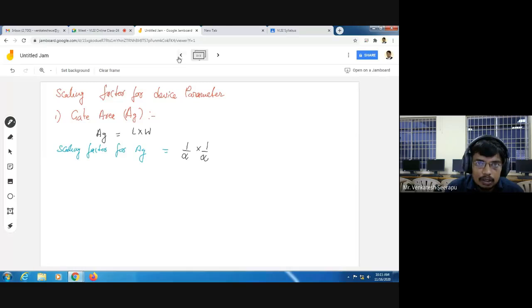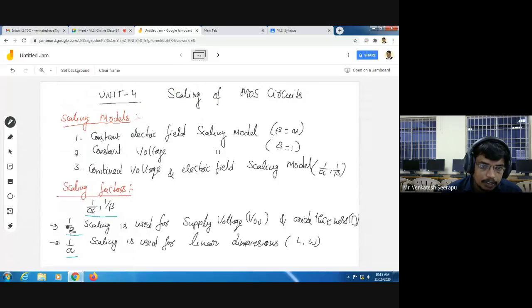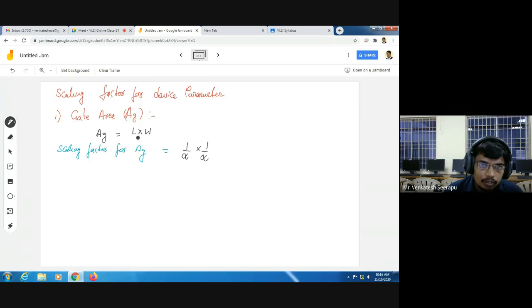Okay, so remember this. Previously I made a mistake here. 1 by beta is the scaling factor for VDD and oxide thicknesses, whereas 1 by alpha is the scaling factor for linear dimensions like L and W. So for calculating gate area, the formula is AG equals L into W. For L it is 1 by alpha, and for W it is 1 by alpha. So 1 by alpha into 1 by alpha is 1 by alpha square. So the scaling factor for AG is 1 by alpha square.